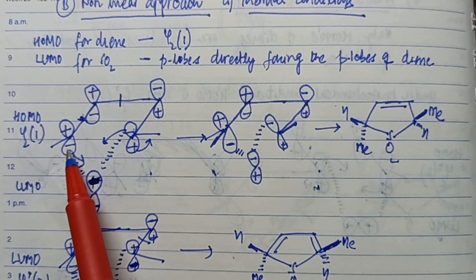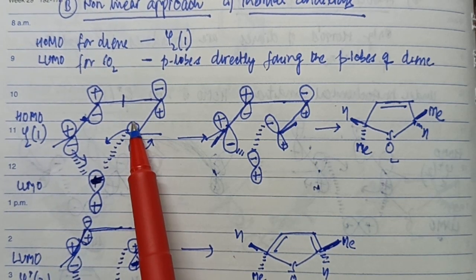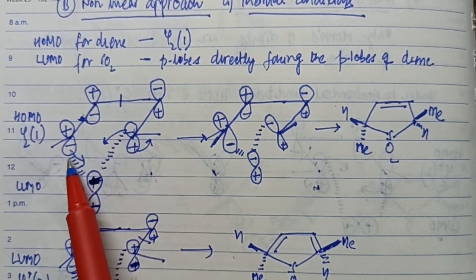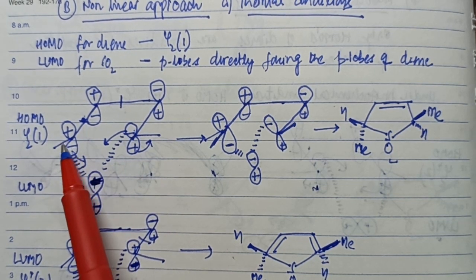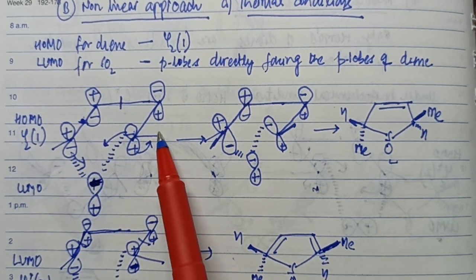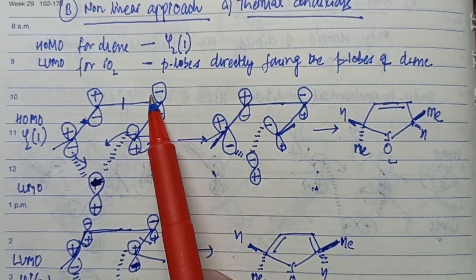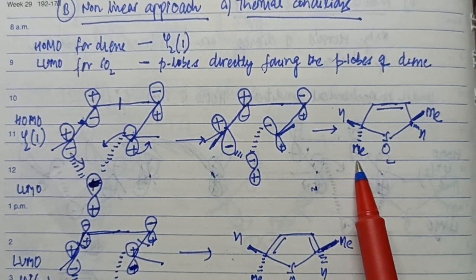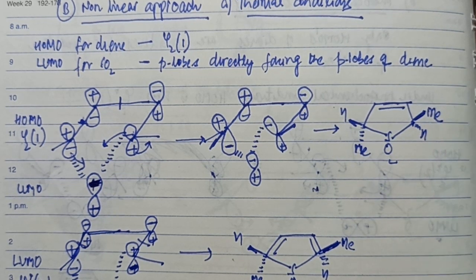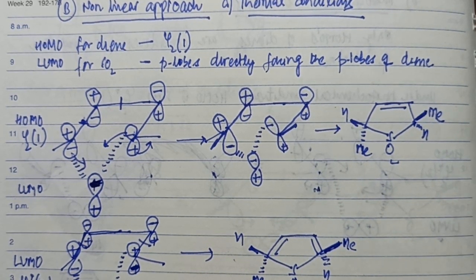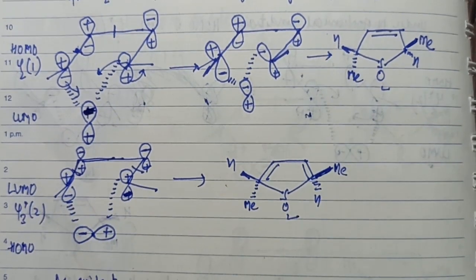Also, indirectly, I can say this and this lobes are interacting. That means the rotation is conrotatory on both components. Therefore, if this lobe is moving in this direction, this methyl here will go below the plane. If this lobe is moving in this direction, this methyl will go above the plane. Hence, in the product, the first methyl here goes below the plane and the fourth methyl here goes above the plane. This is the representation in the case of the non-linear approach.